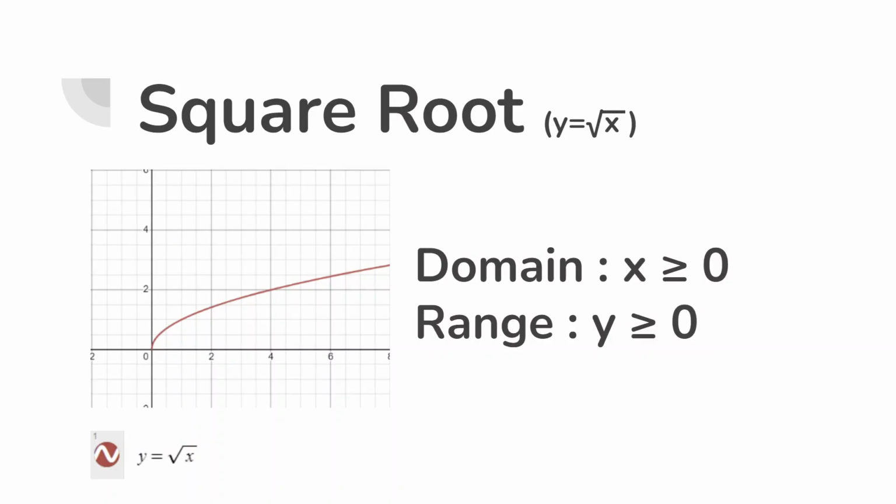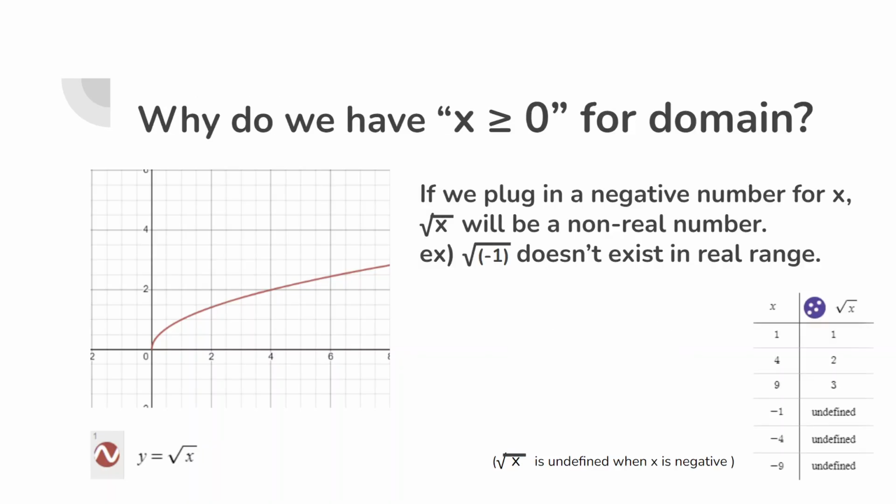Next one is the square root function, and its parent function is y equals square root of x. Its domain and range are both greater than or equal to 0. First, we're going to look for its domain. If we plug in a negative number for x, for example, negative 1, negative 4, or negative 9, the output or the y value doesn't exist in real numbers.